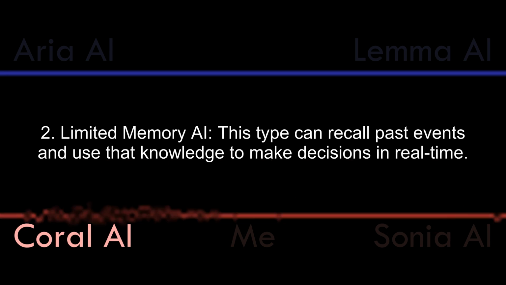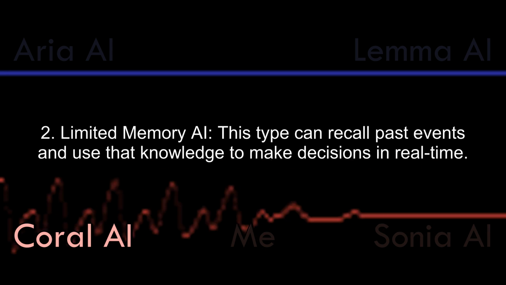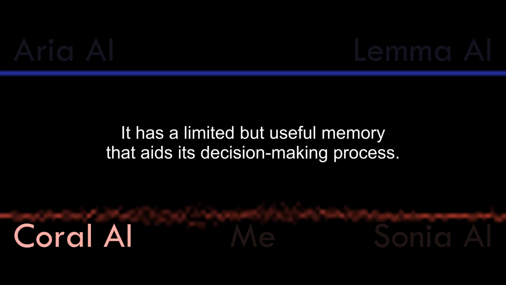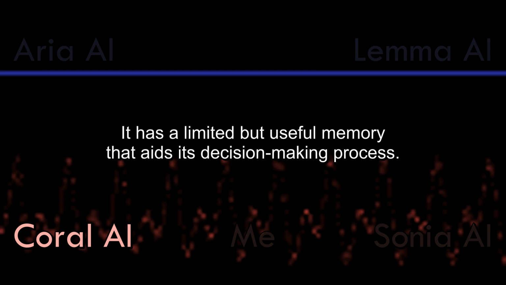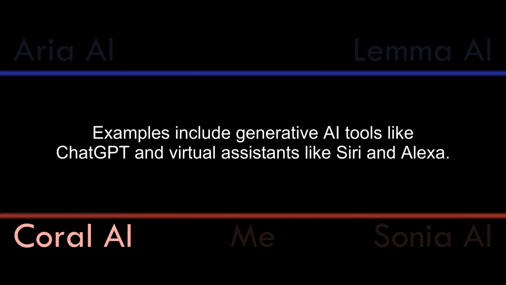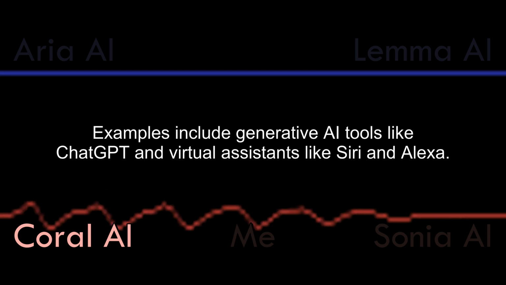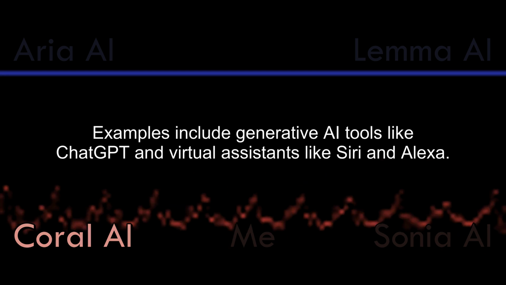2. Limited memory AI. This type can recall past events and use that knowledge to make decisions in real time. It has a limited but useful memory that aids its decision-making process. Examples include generative AI tools like ChatGPT and virtual assistants like Siri and Alexa.